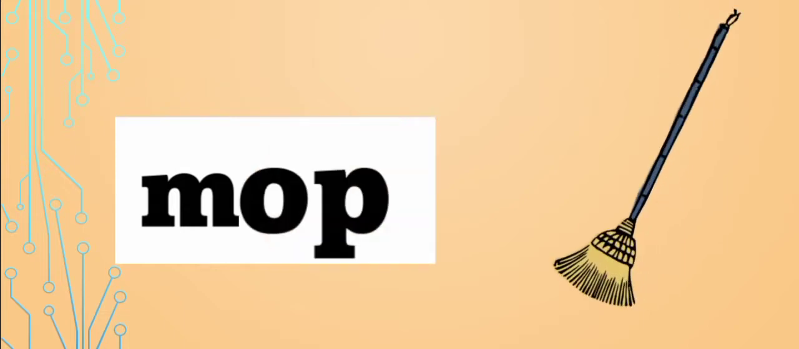Here comes the letter M. The letter M makes the sound M. M, op, mop. Children, can you ever see the mop? Yes, you'll see regularly, right? Everyone will have mop at their home. Right, children? Yes, now let's spell the word again. M, op, mop. Mop is a thing which we use to clean the floor. Right, children? Yes, now let's move to the next one.